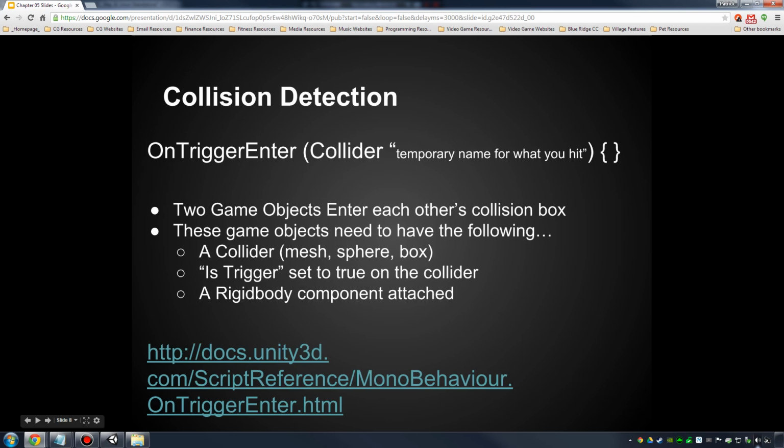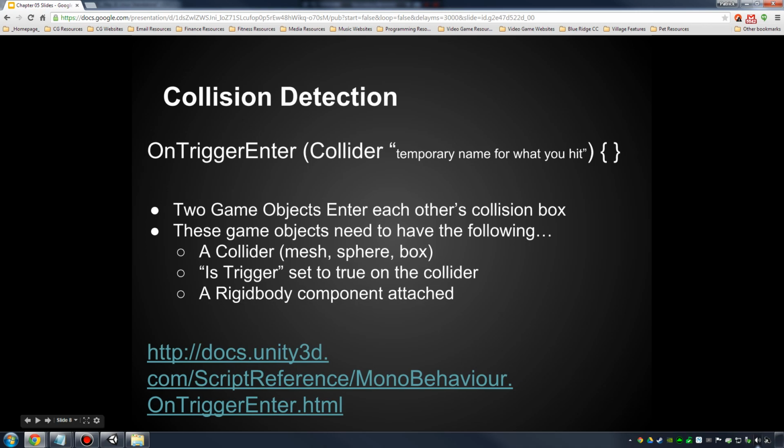The easiest way we can solve for collision detection between our objects, which basically means when two objects enter each other. So if a bullet enters the space of an asteroid, we'll need to be able to detect when that happens so we can get them to destroy each other. We're going to use a new kind of function called onTriggerEnter, and then parentheses, we'll write Collider, and then we'll create a temporary name for what we hit.